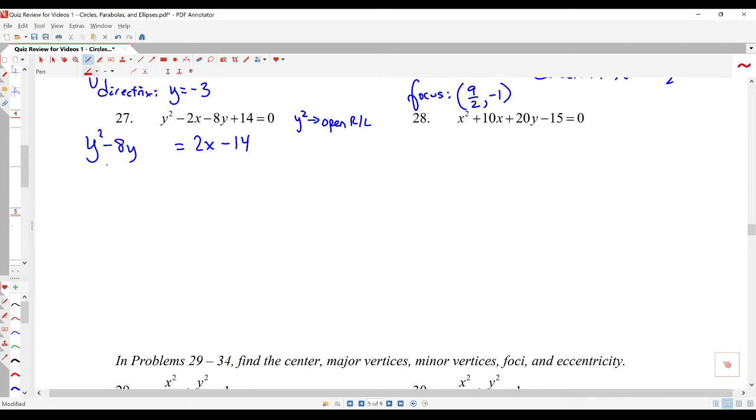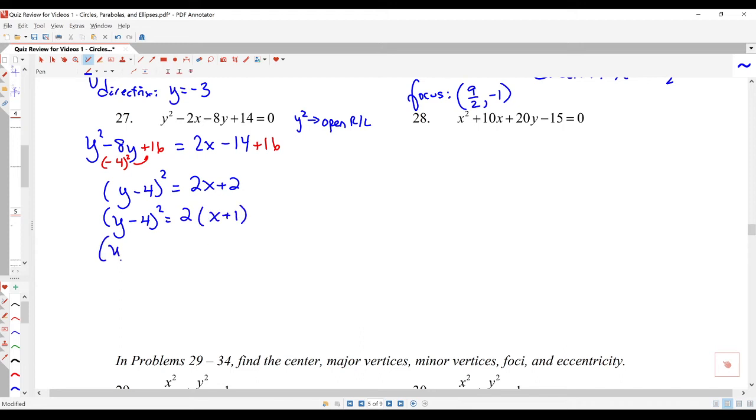Let's go ahead and complete the square here. So half of negative 8, squared, is 16. Be sure to add that to both sides. So when I factor, I get (y minus 4) squared on the left equals, and I get 2x plus 2 on the right. We do need to factor that coefficient out, and now split it into 4 times p. Where again p, I'm just going to divide 2 by 4, and I get 1/2.